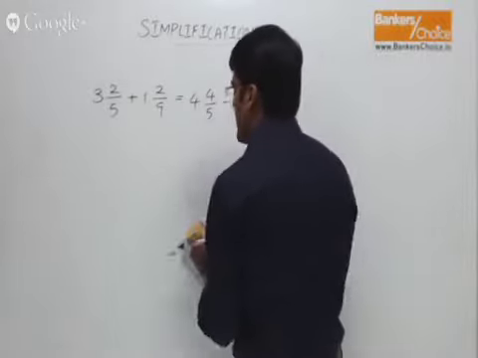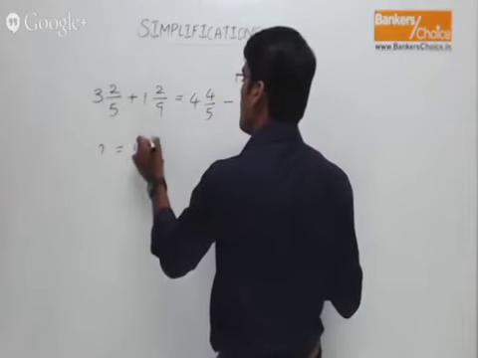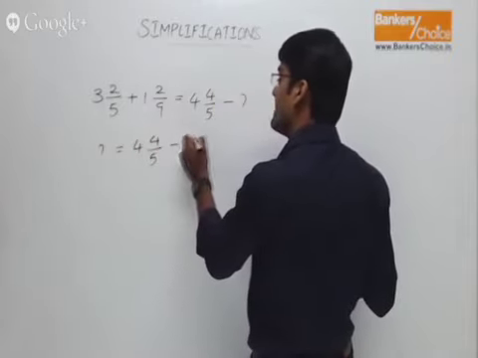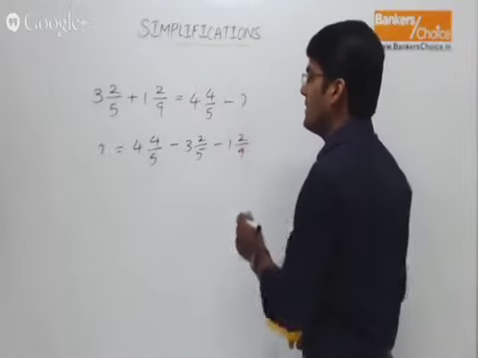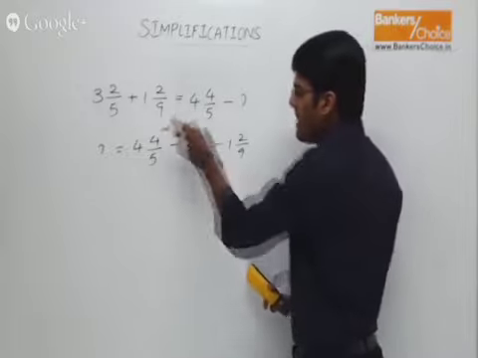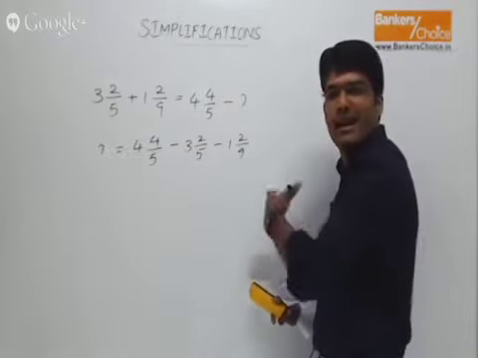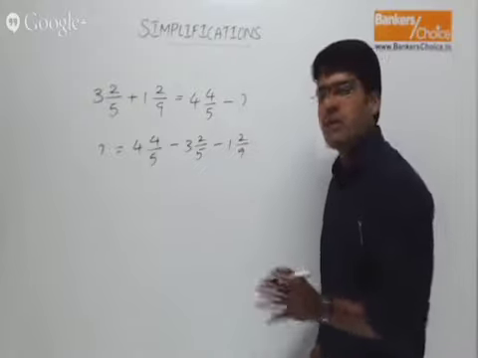So what do we do? Take it in a proper manner first. Let's take it in a proper way. This question mark will be equal to 4 4 by 5 minus 3 2 by 5 plus minus 1 2 by 9. Are you able to follow? Question mark on that side. So 4 4 by 5 as it is, minus 3 2 by 5 minus 1 2 by 9. You very well know that the value will become negative when you take it to the other side.